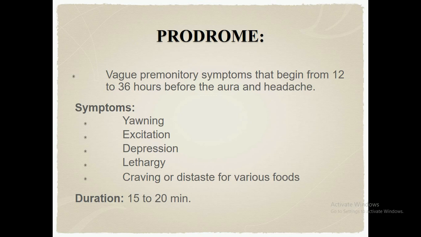The first stage, which I am going to explain, is prodrome. In prodrome, there are vague premonitory symptoms that begin 12 to 36 hours before the aura and headache. These are the classical clinical features of prodrome of this disease. The symptoms reported may be in the form of yawning.